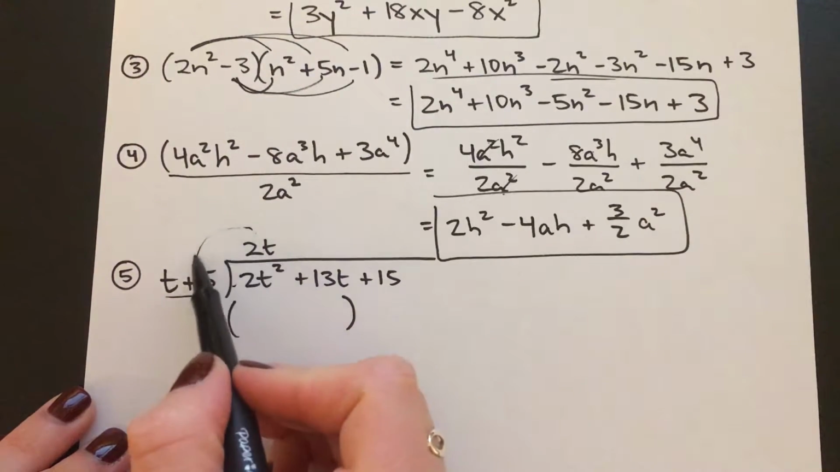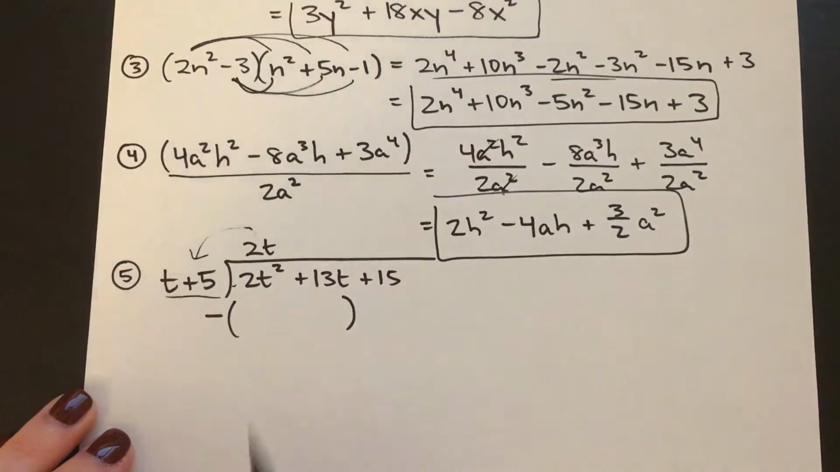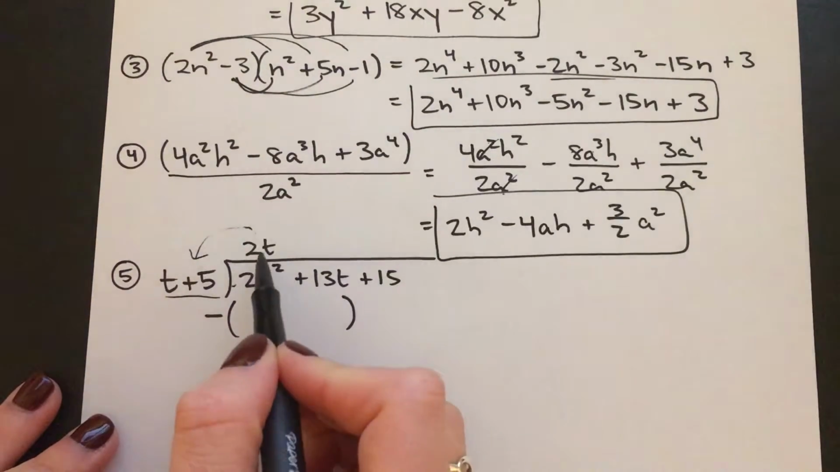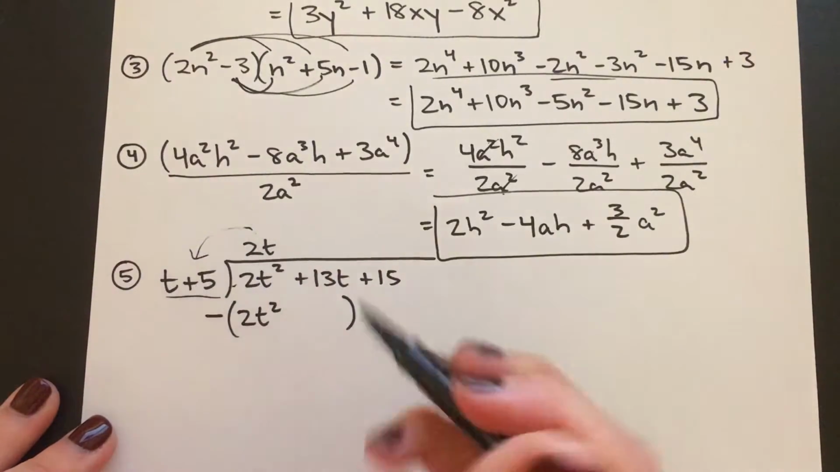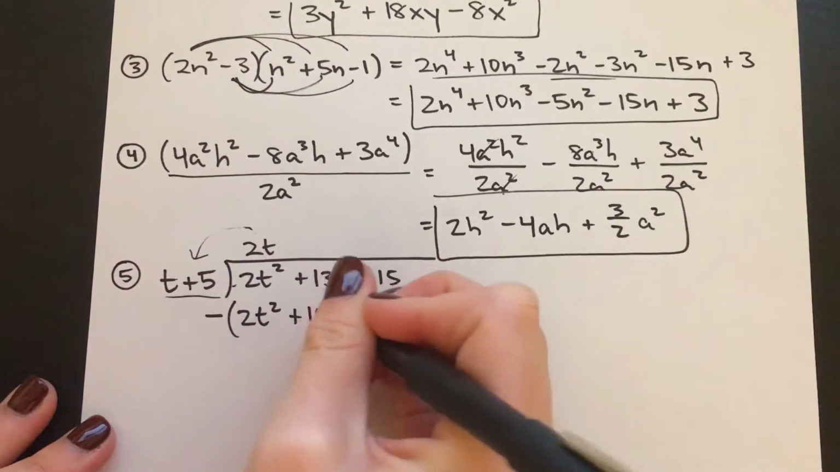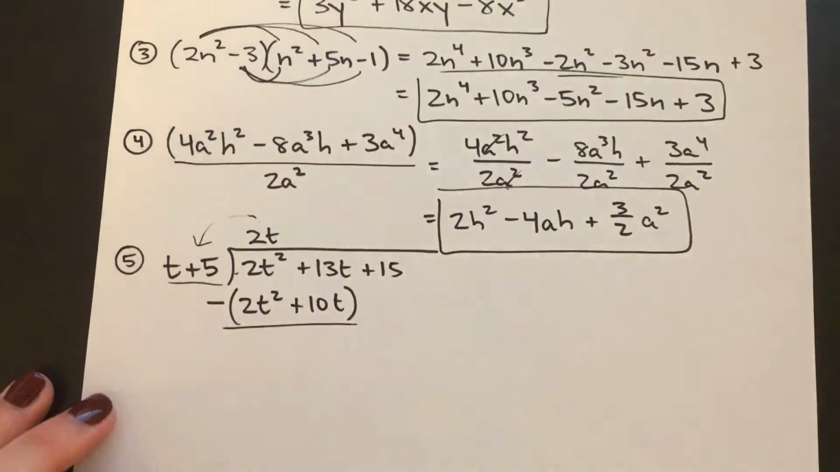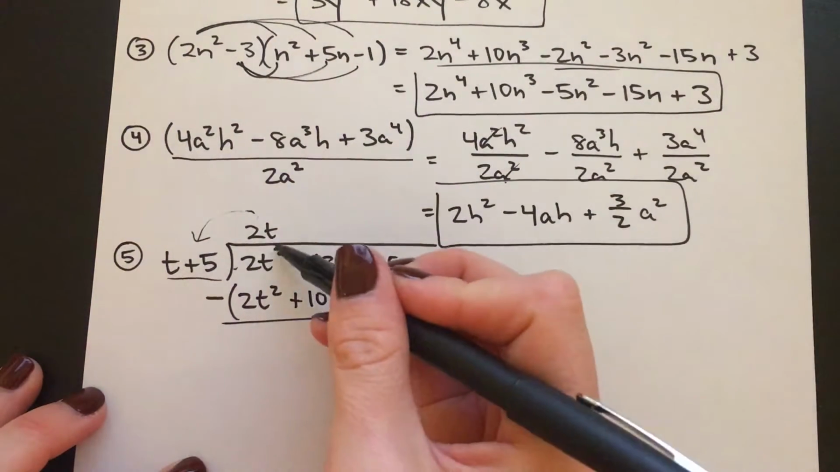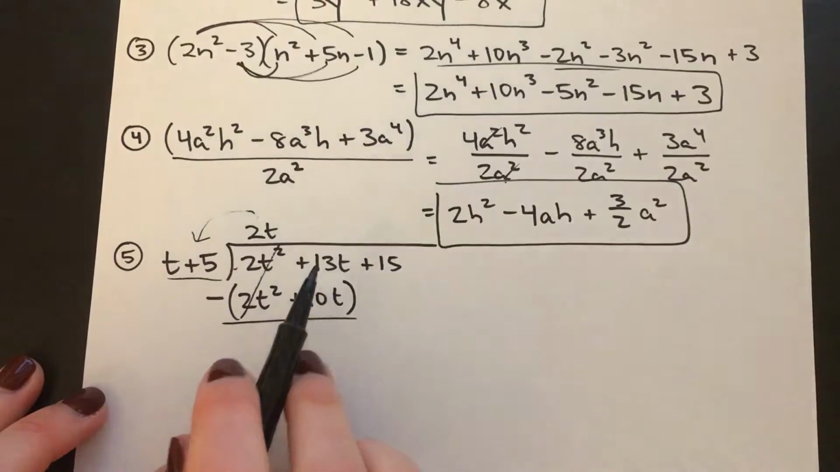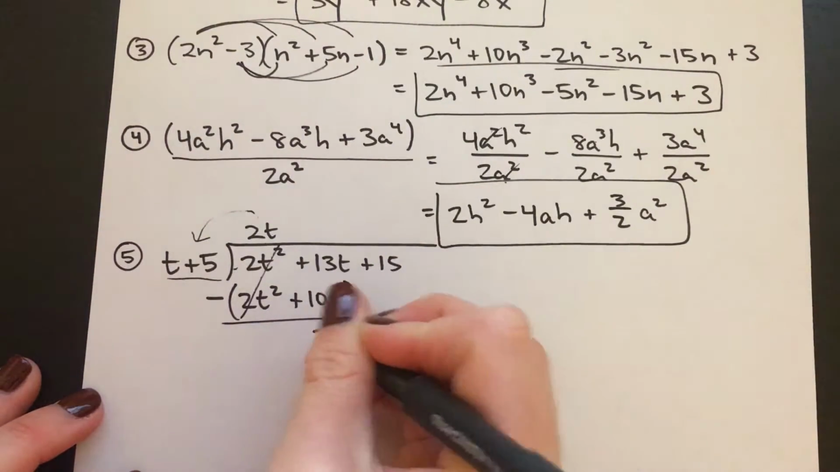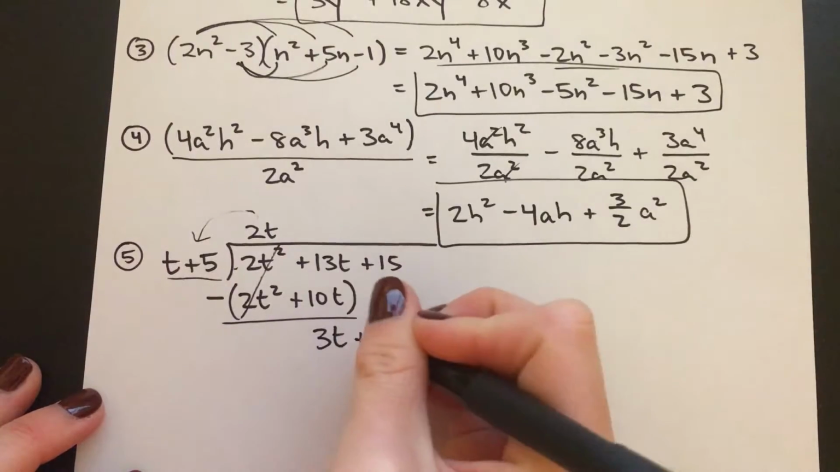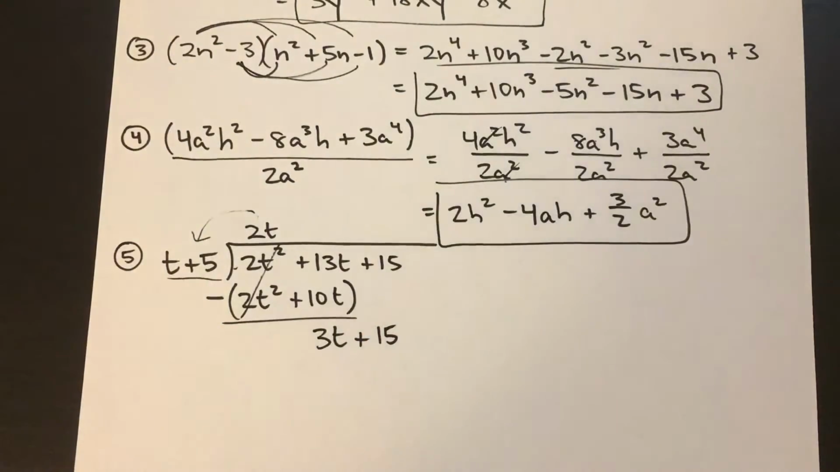Okay, so you're going to multiply 2t back by this whole expression, and that's what you subtract right here. So 2t times t is 2t squared. 2t times 5 is 10t. Okay, and we're going to be really careful with our subtraction. That's why we set up parentheses. So these cancel. And then we have 13t minus 10t. So that will leave us with a 3t. And then bring down the next term, plus 15. And then repeat the process.